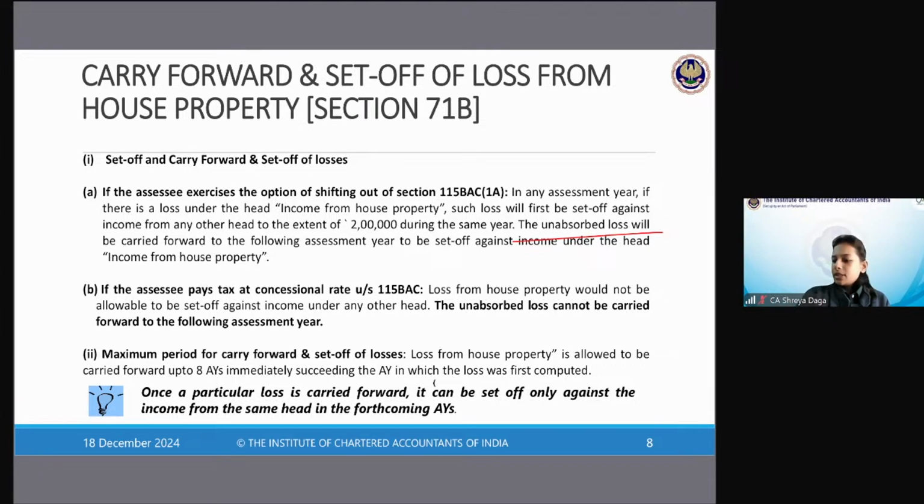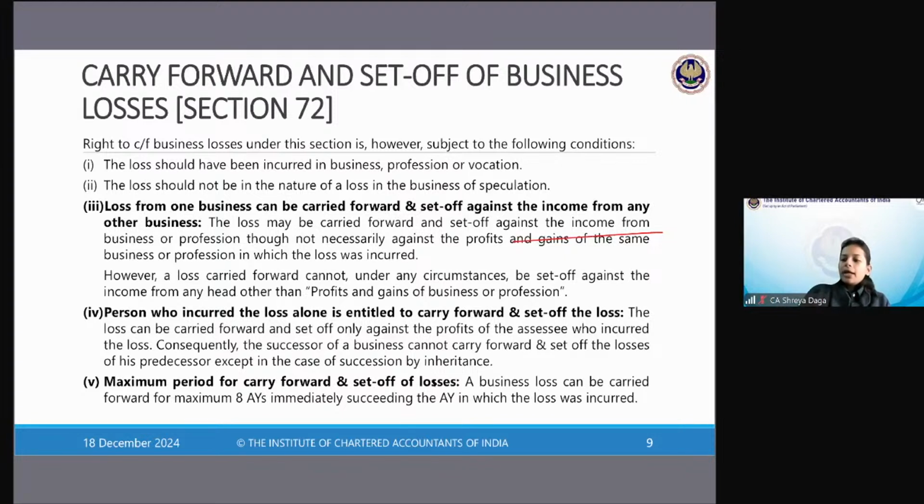Next. Carry forward and set off of business losses, section 72. Here, like we said, the intersource rules we have done, the intrahead, the interhead rules we have done, that except salaries, you can go and set off normal business loss with anything. But there are some conditions that it should have been incurred in business. When we say business loss, it should have been incurred in business, profession, or vocation, and it should not be speculative business loss. Otherwise, we would consider it as different.